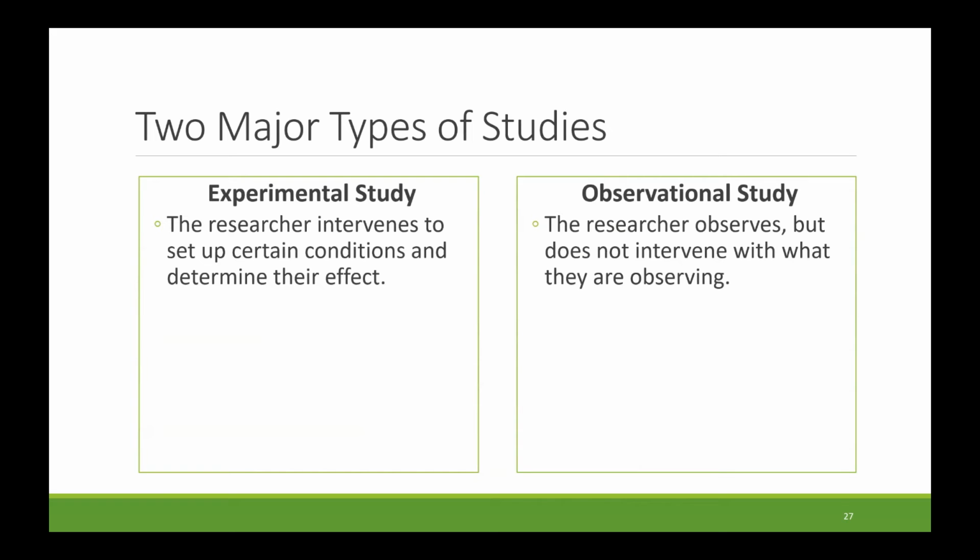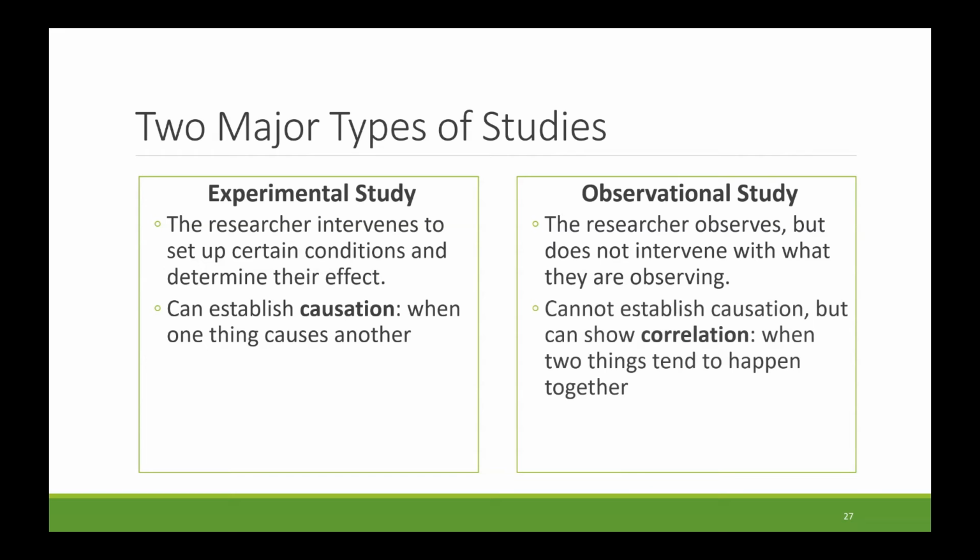Okay, so now we can hopefully tell the difference between experimental and observational studies. But why is it that experimental studies tend to be better than observational studies? Well, a good experimental study can establish something called causation. That is, when you can conclude that one thing causes another. An observational study cannot establish causation. It can only show something called correlation, which is when 2 things tend to happen together.